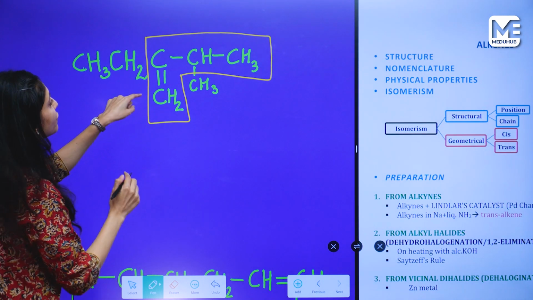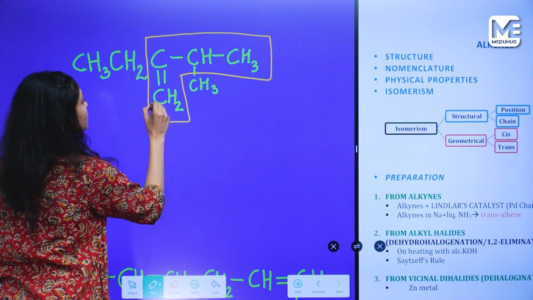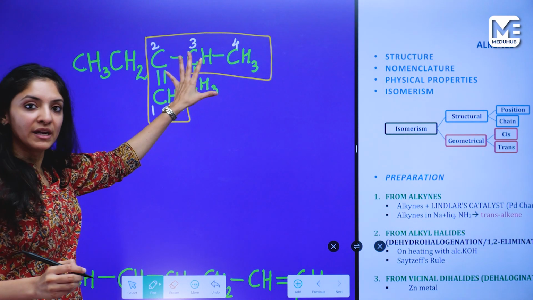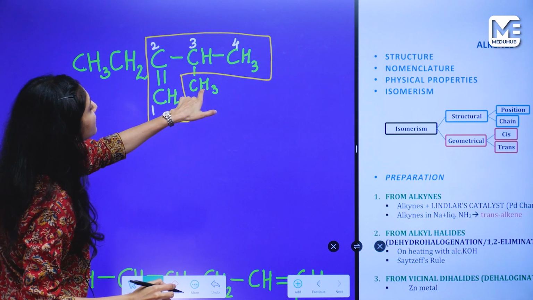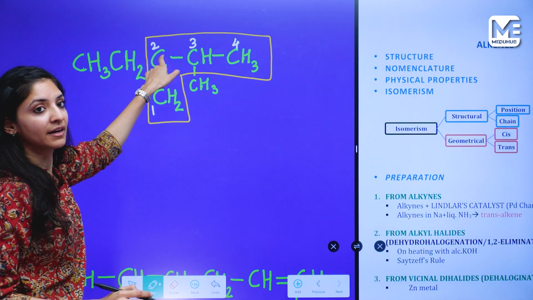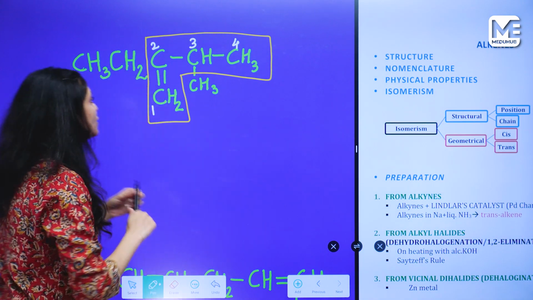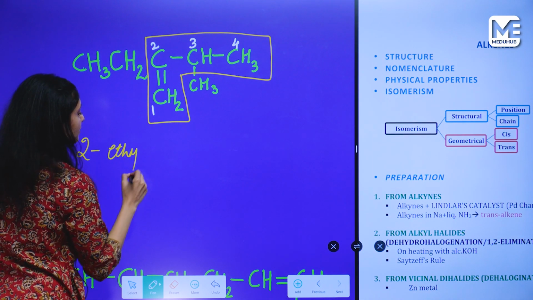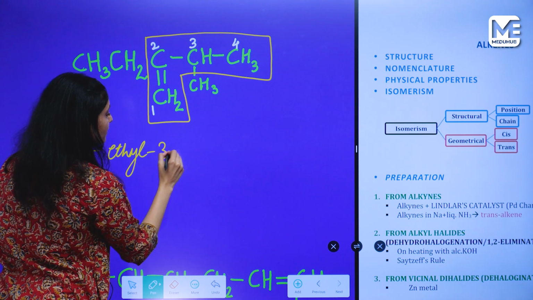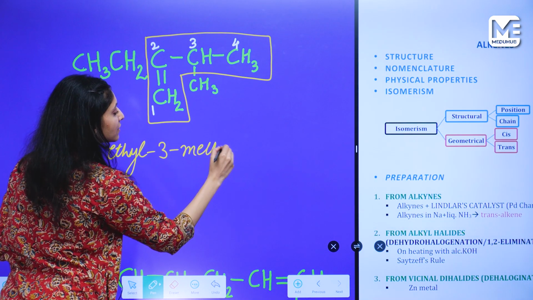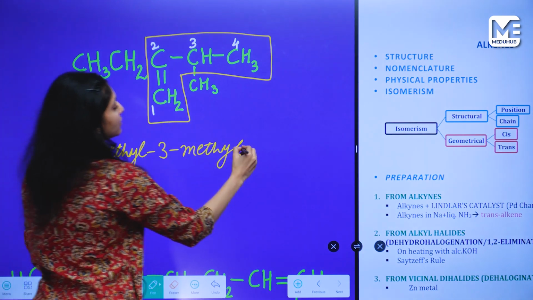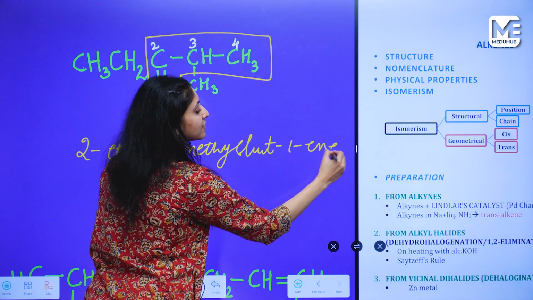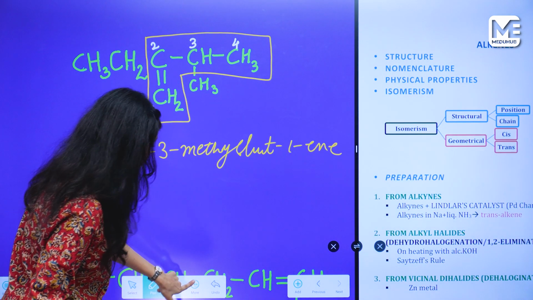We will start numbering from the carbon which has the double bond. This is 1, 2, 3 and 4. So this is a butene which has branching. At carbon number 3 it has methyl, at carbon number 2 it has ethyl. Ethyl comes alphabetically first, so we'll start with this. It will be 2-ethyl, 3-methyl, but-1-ene. Right? Let's do one more.